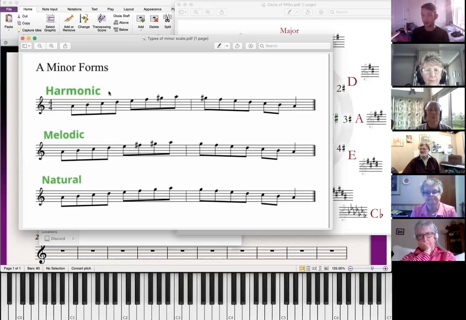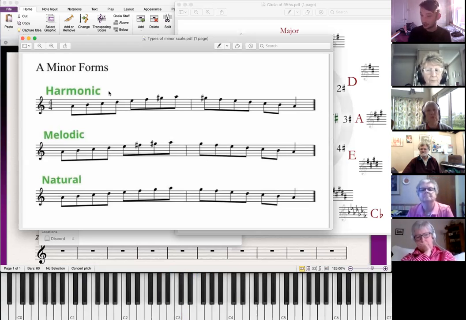Okay, so the harmonic minor scale. Now, this one is the one that's most widely used around. The harmonic minor scale is called the harmonic minor scale because it has a central role in harmony, which is something that we haven't looked into in this course. But it sounds like this.